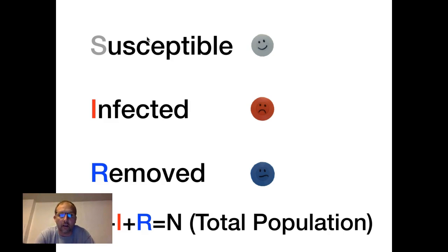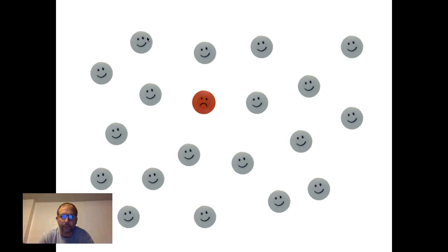And then a blue poker chip with a sort of blah face is going to be someone removed. That is someone that was infected and then is removed and cannot be infected again. So the total population is just going to be a combination of susceptible, infected, and removed individuals. So S plus I plus R equals N.